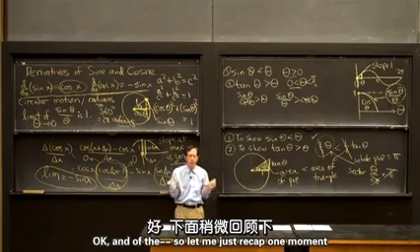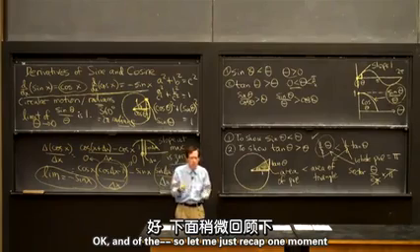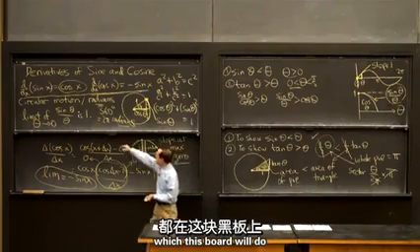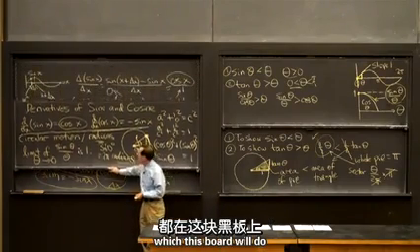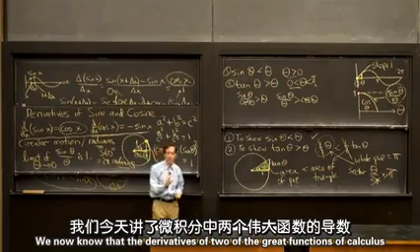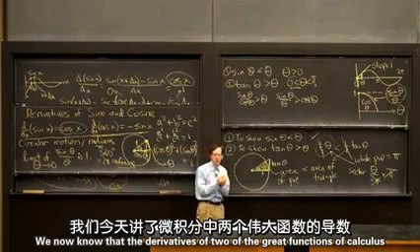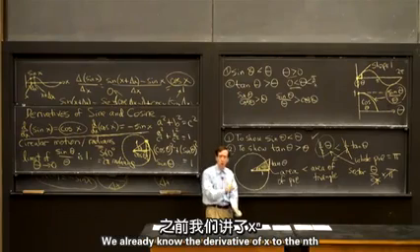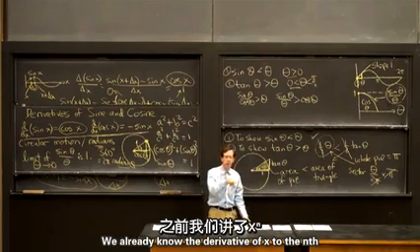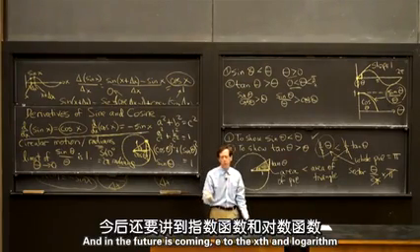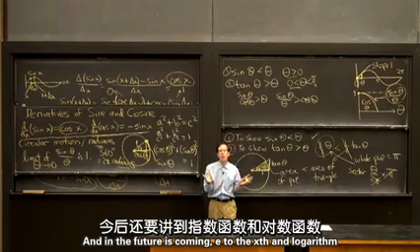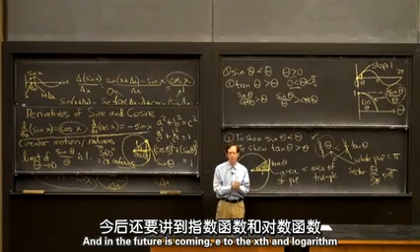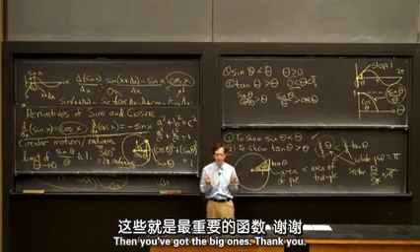Okay, so let me just recap one moment, which this board will do. We now know the derivatives of two of the great functions of calculus. We already know the derivative of x to the nth, and in the future is coming e to the x and the logarithm. Then you've got the big ones.